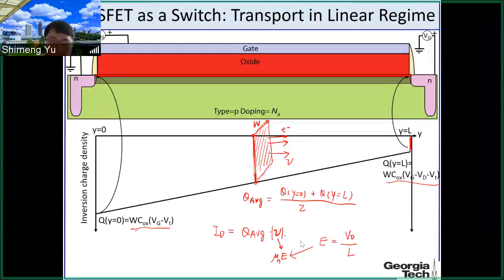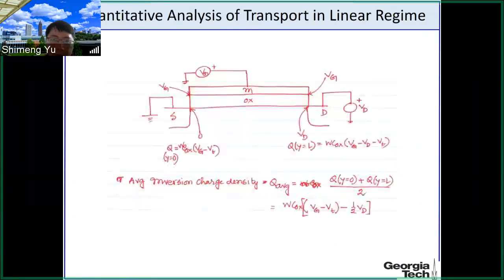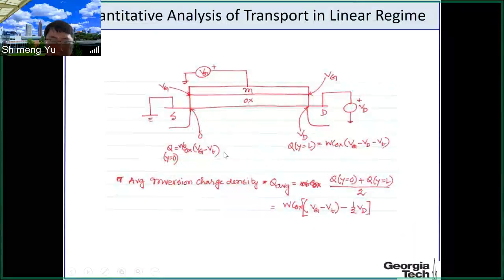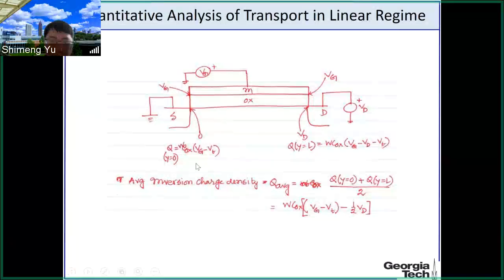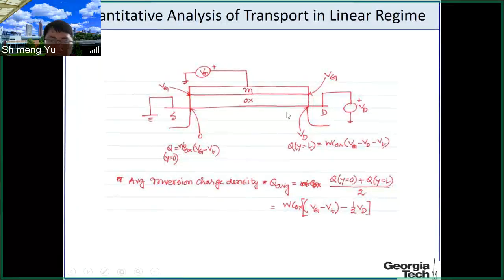So you will get the drain current if you plug in all the terms here. Let's do that in the next slide. This is what we discussed. We first get the average charge density, that is the charge density from the source and then from the drain, and then you have those two equations, and then you take the average, you will get this equation.